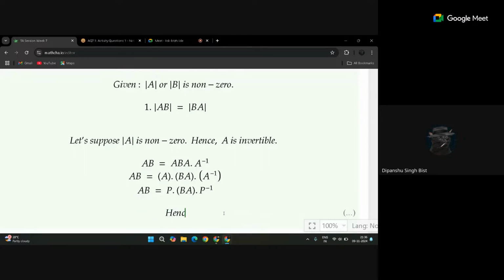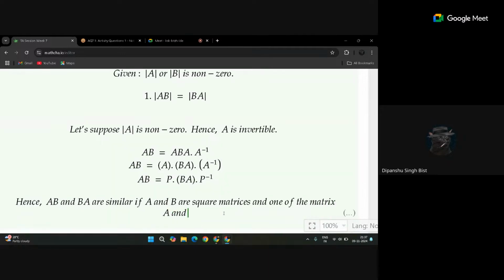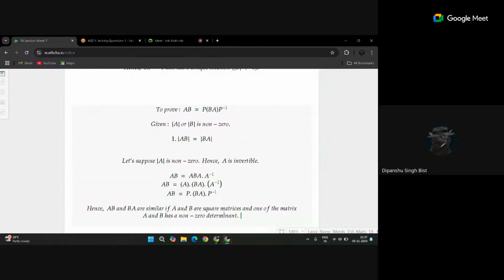So hence AB and BA are similar if A and B are square matrices and one of them, if one of the matrices A and B has a non-zero determinant. Okay, this is the proof for your option 1.